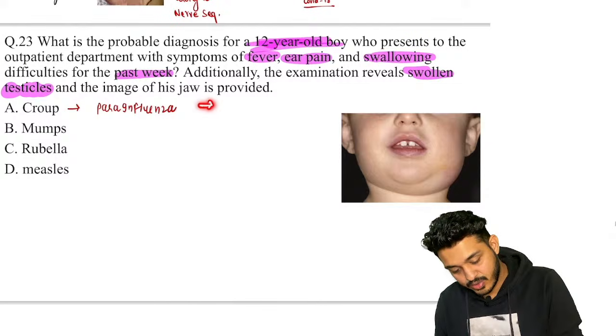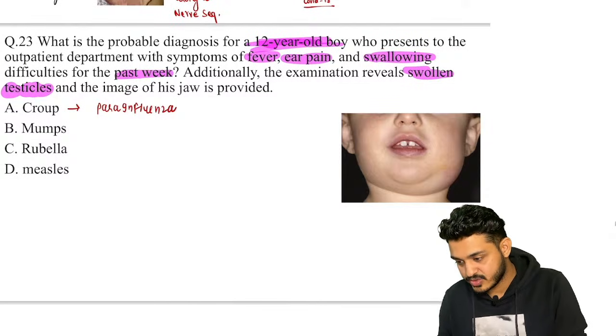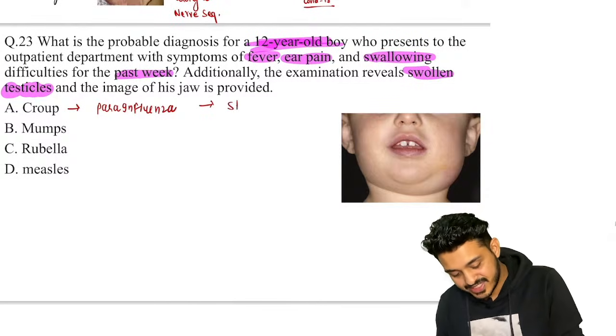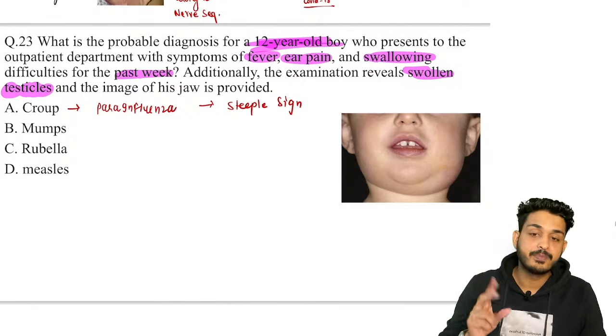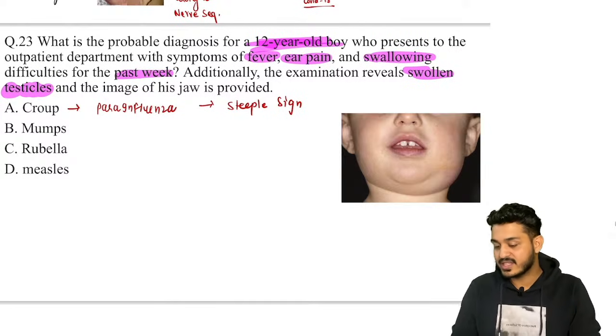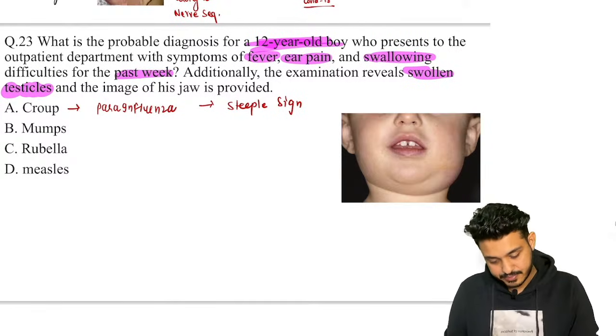Croup, right? And in croup, what sign will you be finding? Shabash, very good. This is going to be known as what? Steeple sign. This steeple sign is going to be there. Where do you find the thumb sign? Thumb sign is going to be seen where?